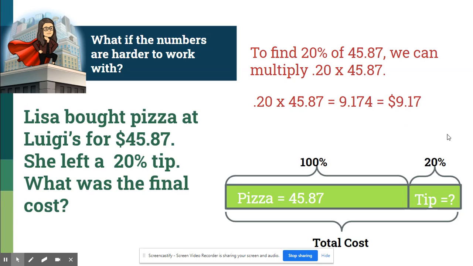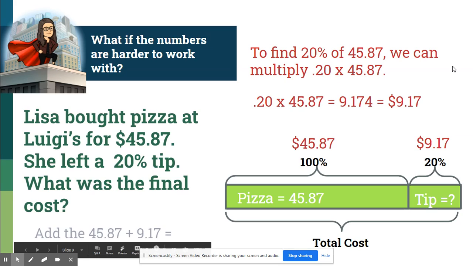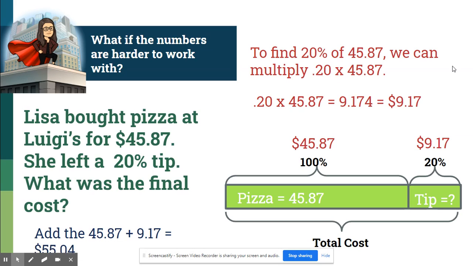So now I know that the pizza is worth $45.87, and the tip's worth $9.17. I put them together, I get the total cost. So when I add them together, I'm going to get my answer of $55.04. But what helped me figure all that out was my tape diagram, which provided an idea of what to do, like a map.